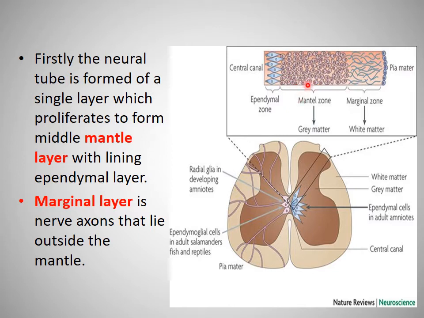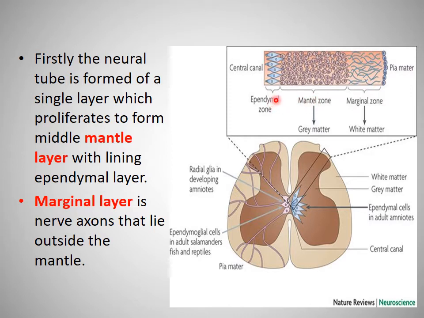So they start proliferating and they form the multiple neuroblast cells. Now soon a layer appears at the other end which is called the marginal layer or the marginal zone, which forms the white matter of the spinal cord, as it will have all the processes or the nerve fibers of the neurons.